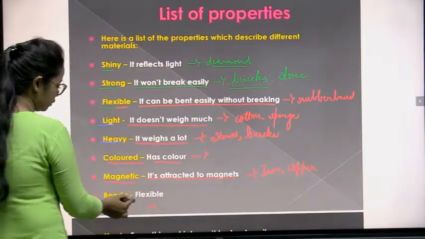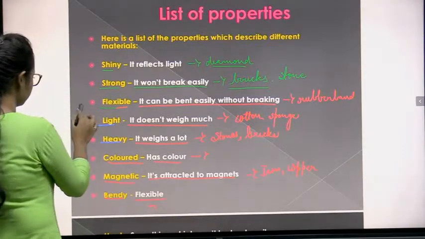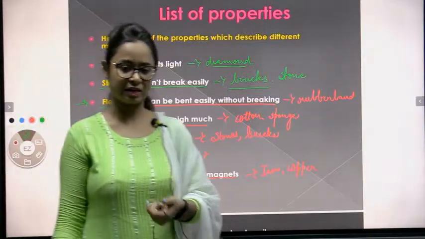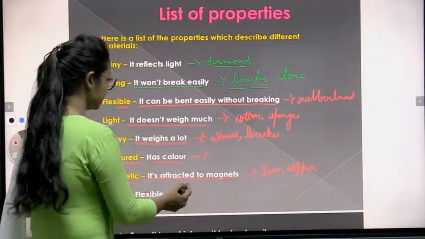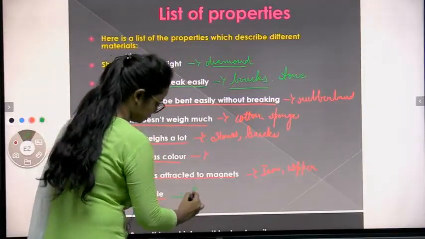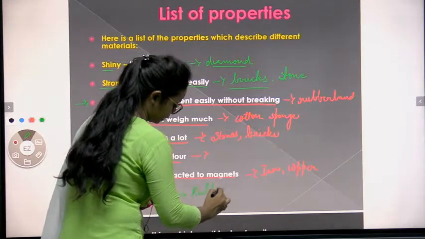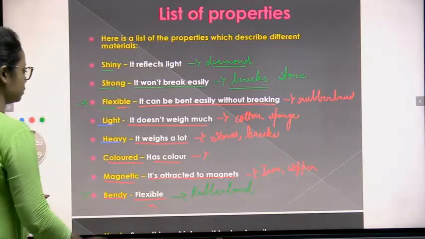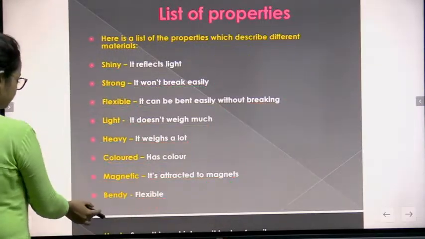Bendy, you can say flexible. So this one and this one are kind of similar words. Bendy means flexible also. So you can take the same example as well, that is a rubber band. Clear? So these terms are clear. Next.